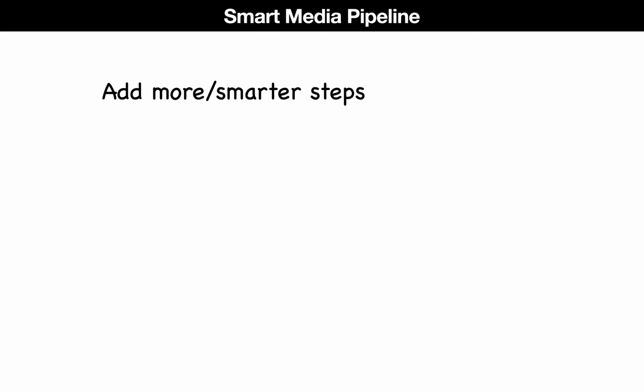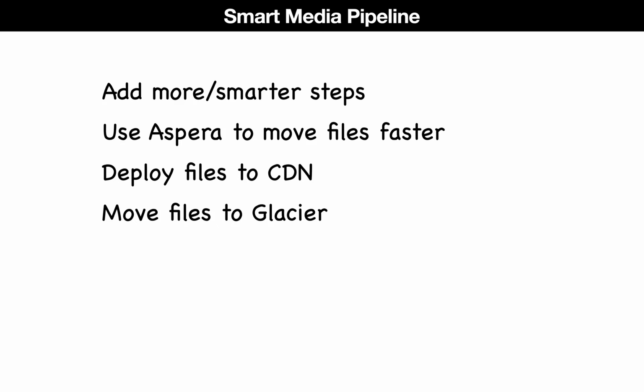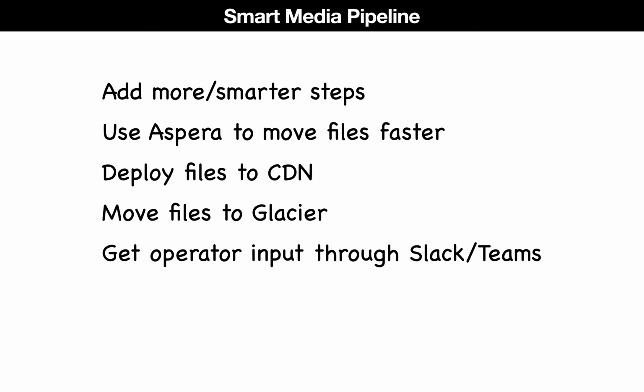We can add more and smarter steps to make our pipeline richer. We can use Aspera to move files around, either between my home server and my home computer, or between different servers and services. Reshuffle has an Aspera connector that lets you do that super easy. We can deploy files to CDN. We can move files out to Glacier once we've completed processing them, so storage is cheaper than S3.